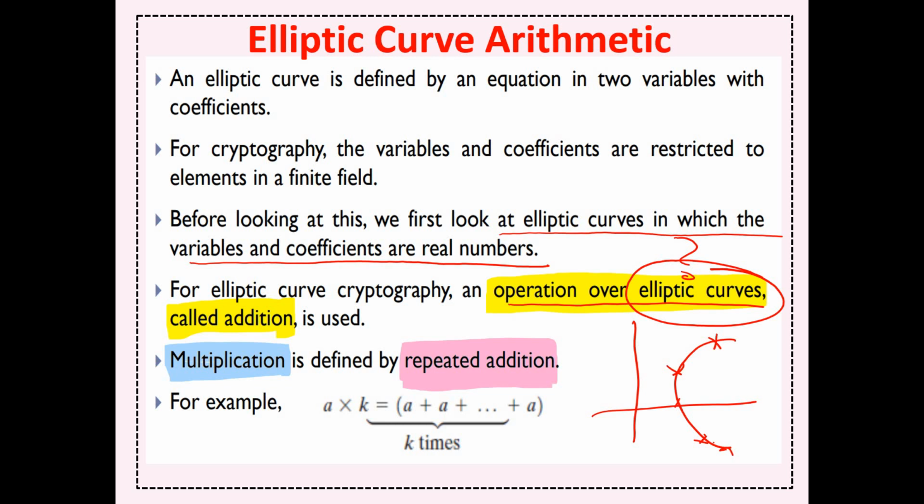And one of the important and advantageous properties here is that multiplication is defined by repeated addition. So that means A into K will be represented as K times A added. So it's only repeated addition that we have to consider. No subtraction, no multiplication, no division, nothing has to be done. It's just addition that we have to do. So let's see.